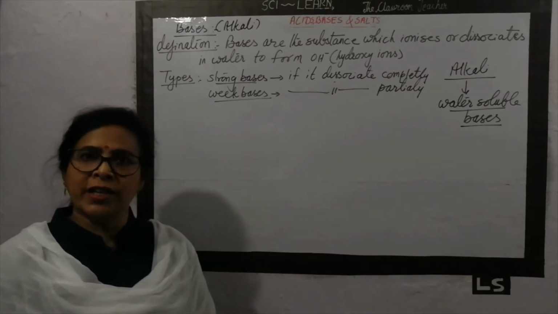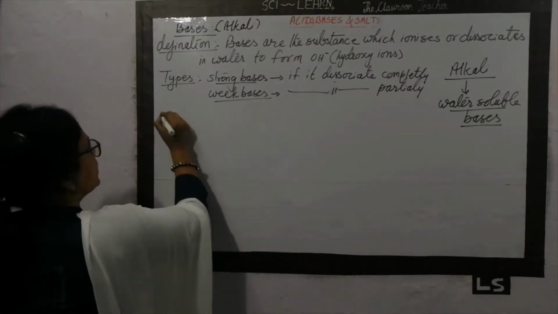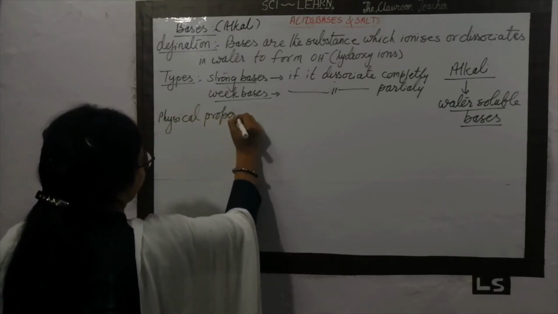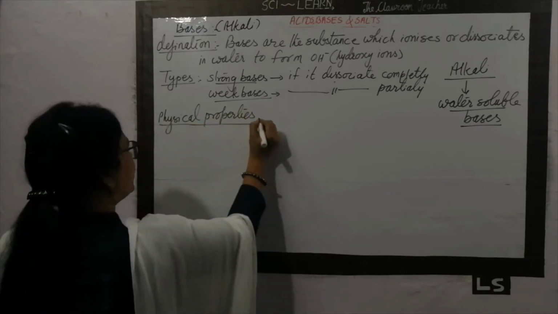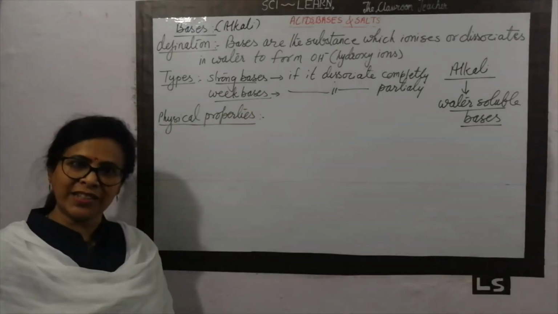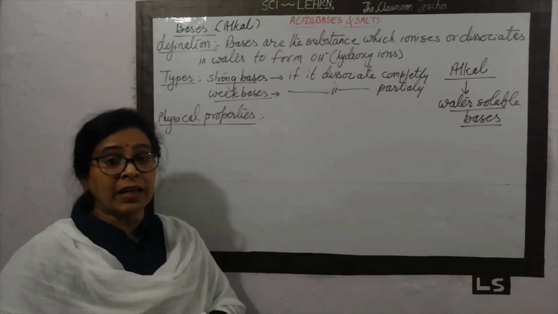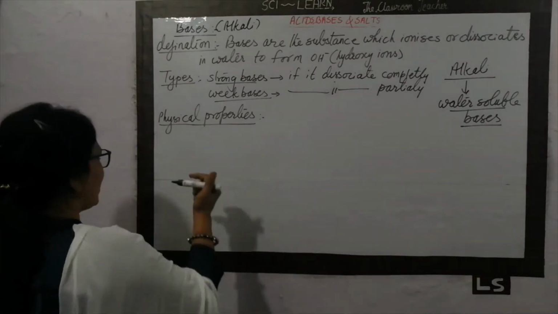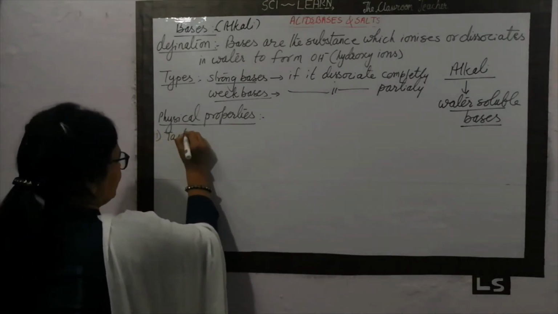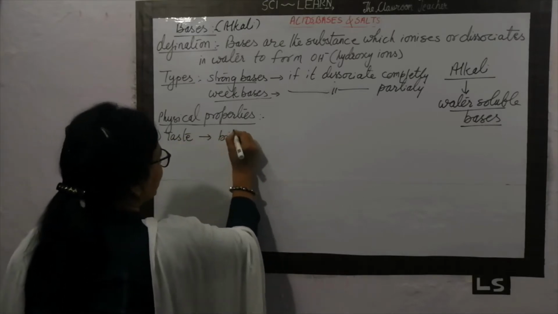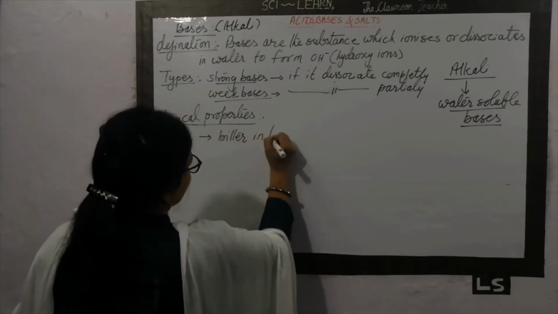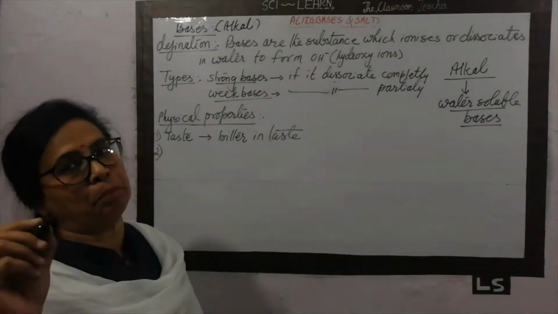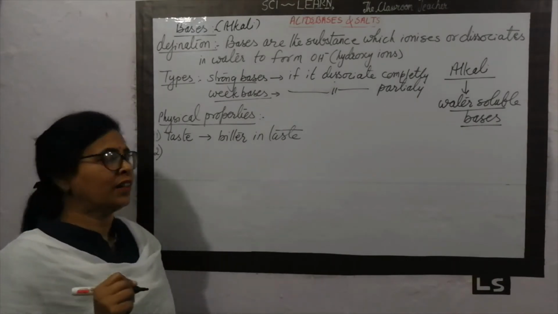Now let's move towards the properties, and first the physical properties. Are we able to identify bases with the help of taste, as we are able to identify acids? Acids are sour in taste. What about bases? Bases also have a definite taste. Bases are bitter in taste. So all the substances which are bitter in taste actually contain bases.